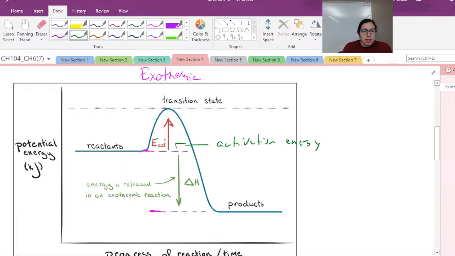So again, you could label your activation energy, which goes from your reactants to your transition state. Then we have our transition state where bonds are being broken and exchanged or formed, and then down to our products here.